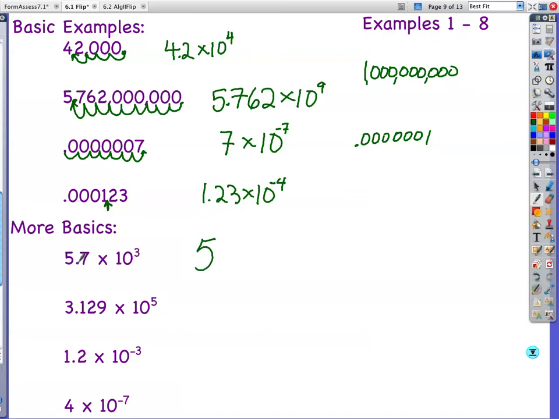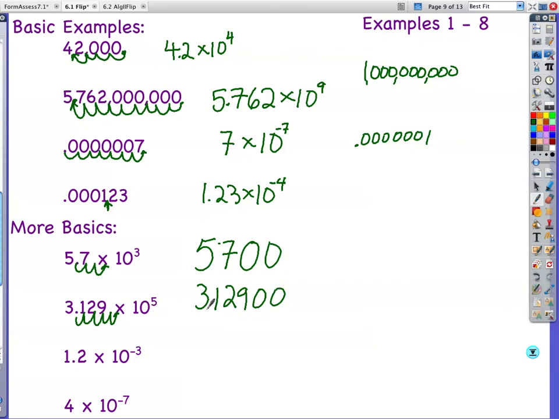I'm going to move the decimal 3 places. 1, 2, 3, and now it's to the right. 5, 1, 2, 3, meaning the decimal place is moved that way. Now I'm going to move the decimal 5 places: 3, 4, 5. I have to fill in these with zeros. So I have 3, 1, 2, 9, 0, 0.